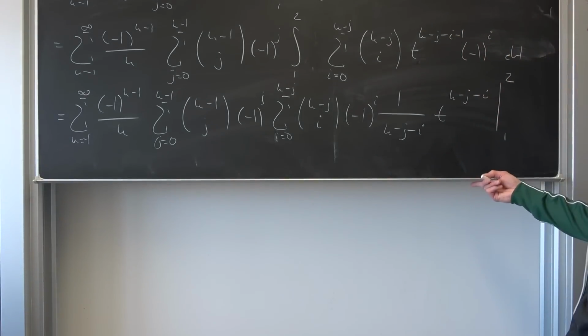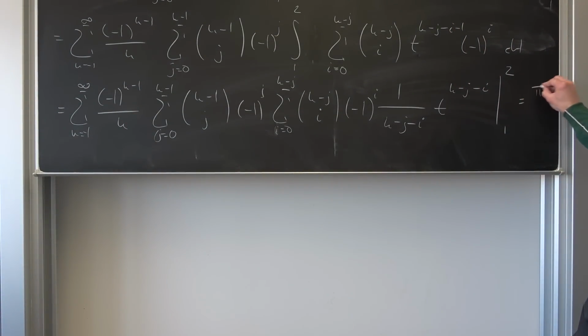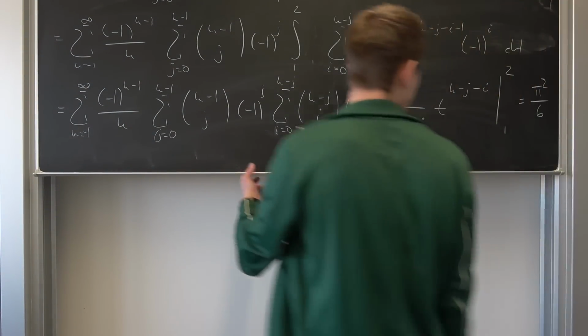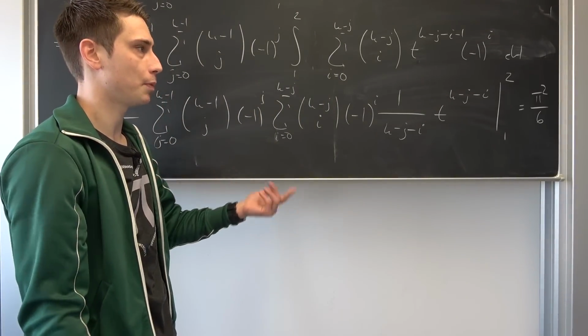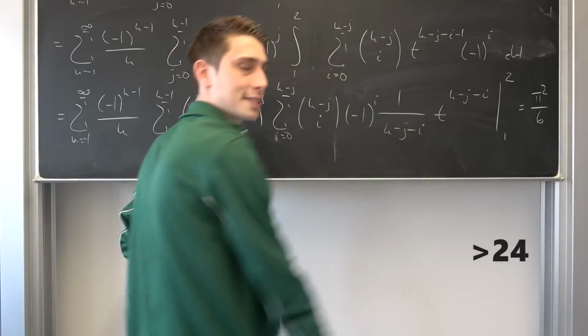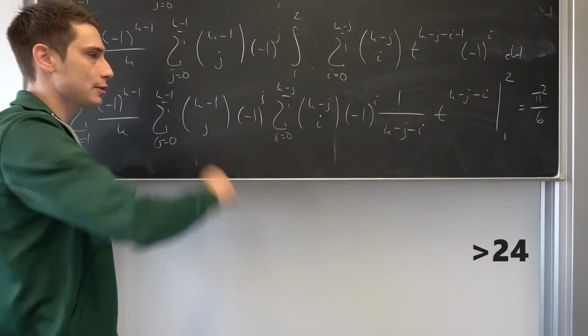Actually, we know what this is going to evaluate to. This is going to evaluate to pi squared over 6 in the end. So that's actually quite an easy formula to evaluate pi, because we can just multiply both sides by 6, it's not equal to 0, take the positive square root, and then we are done.